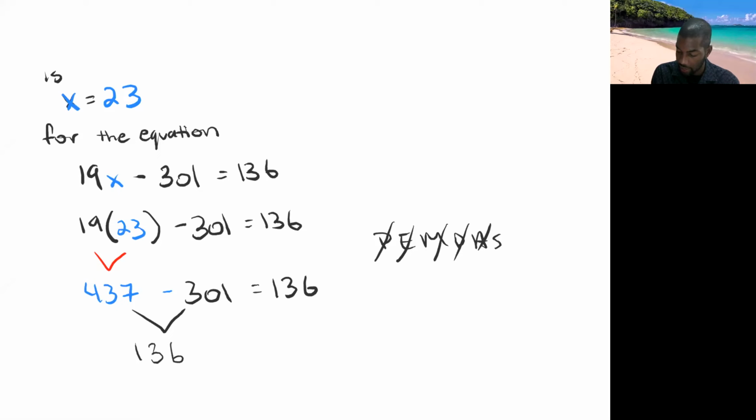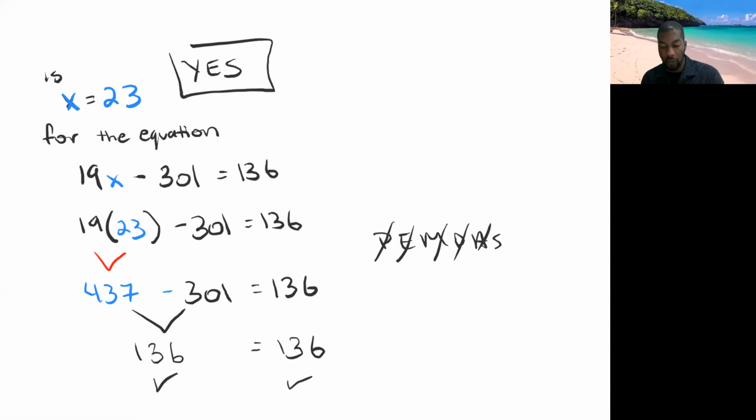136 does in fact equal 136. I use my calculator for those last two steps. They work out. Therefore, yes, the answer is yes. X is 23 for the equation 19x minus 301 equals 136.